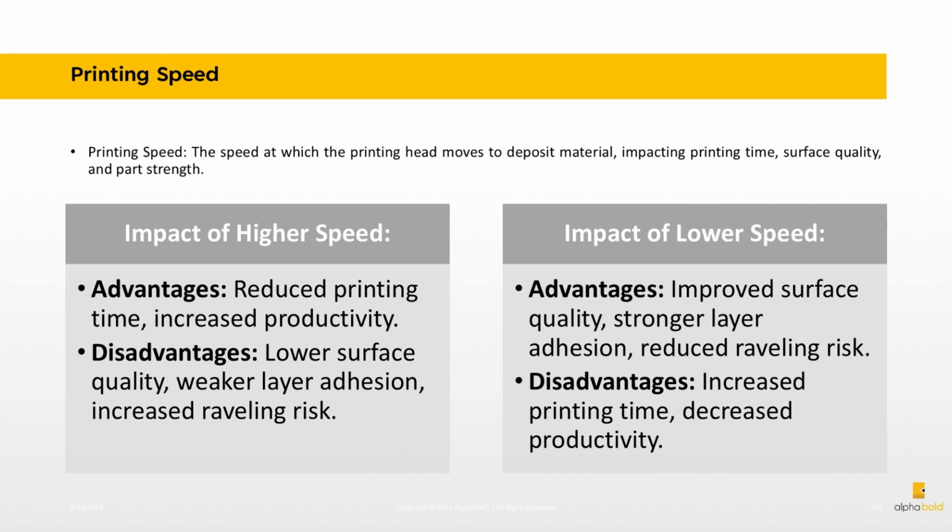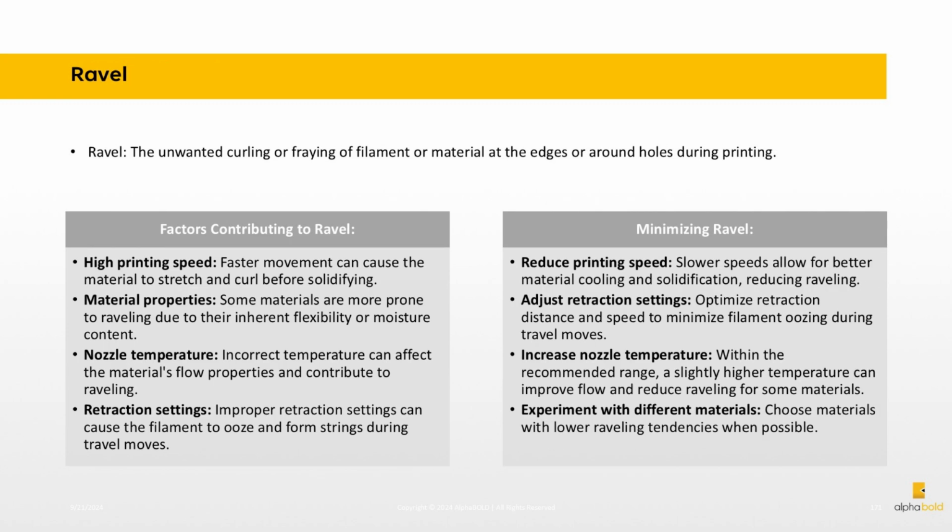Impact of lower speed. Advantages: improved surface quality, stronger layer adhesion, reduced raveling risk. Disadvantages: increased printing time, decreased productivity. Raveling, the unwanted curling or fraying of filament or material at the edges or around holes during printing. Factors contributing to raveling. High printing speed. Faster movement can cause the material to stretch and curl before solidifying.